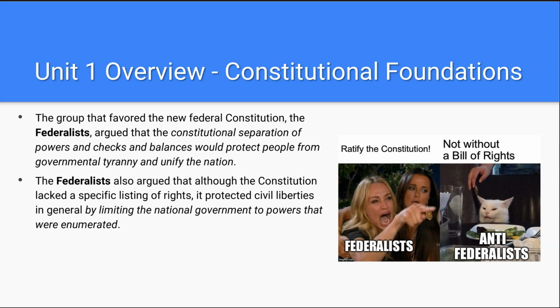The group that favored the new federal constitution, the Federalists, argued that the constitutional separation of powers and also the checks and balances each branch has against the other would be enough to protect people from governmental tyranny and also to be able to bring the nation together. The Federalists also argued that although the Constitution didn't explicitly list rights that were held by individuals, it did protect civil liberties in general by limiting the national government to those powers that were enumerated.